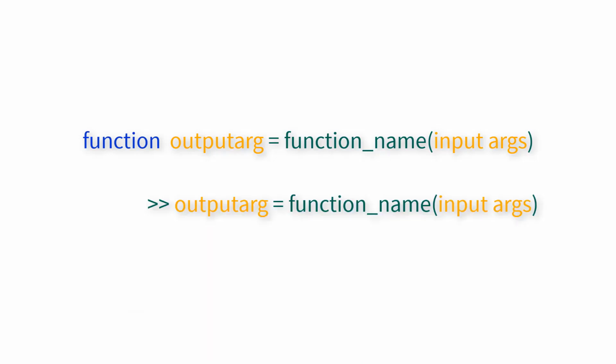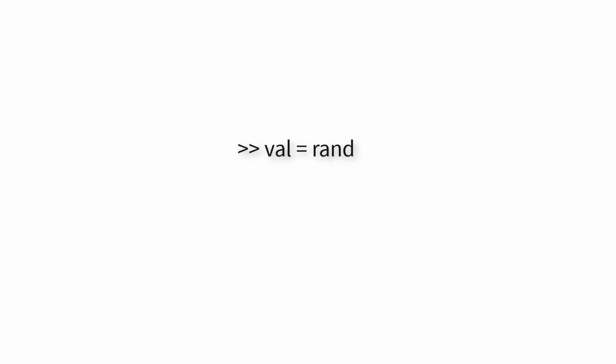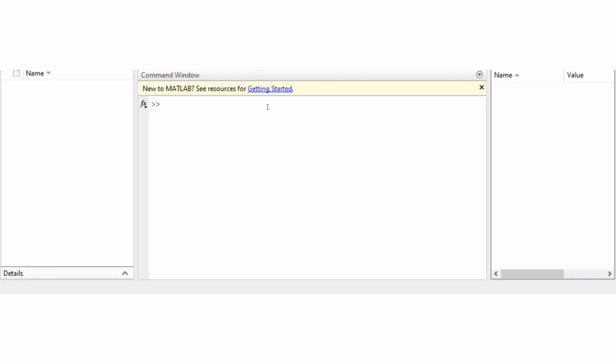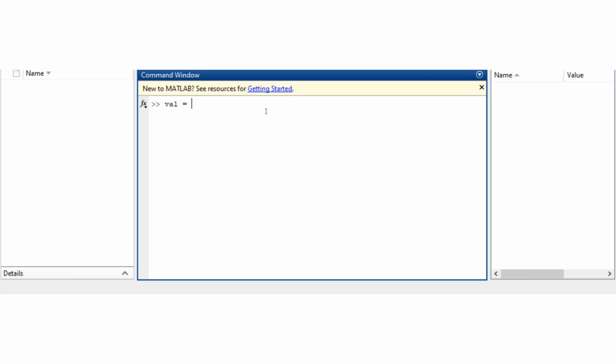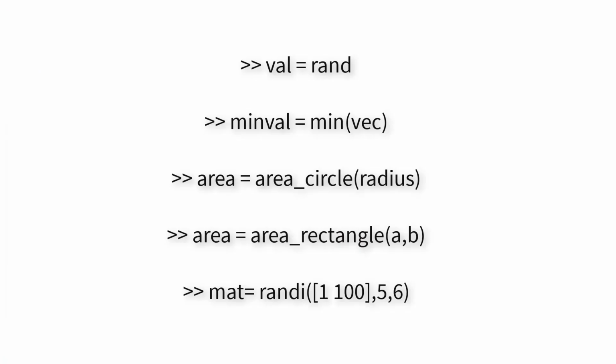If you're still confused on how to write a function header, think of it this way. If you're calling that function on the command prompt, you would have the output argument to the left, and then you have the input arguments in the parentheses of the function. So let's look at this typical function rand. For using rand, we don't even have to have any input argument. If I just say val equals rand, you'll get a value that is between 0 and 1.